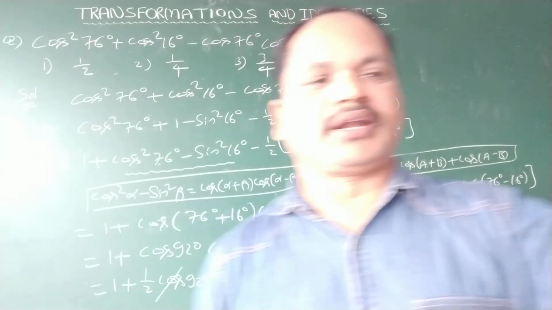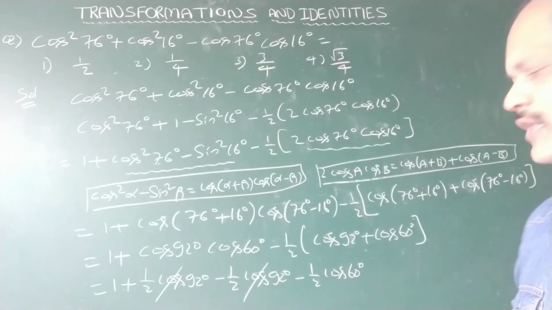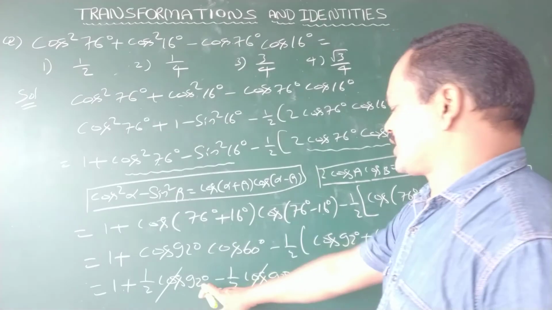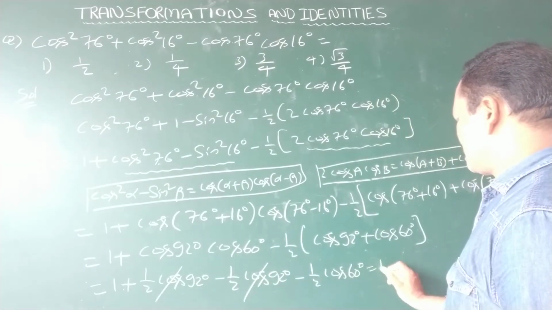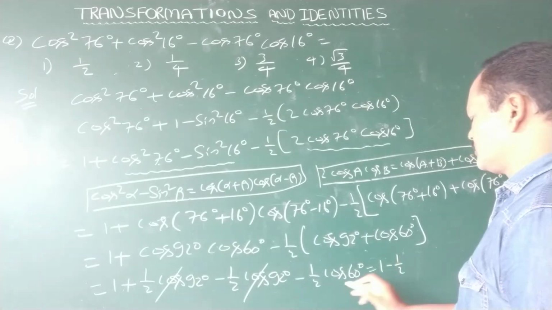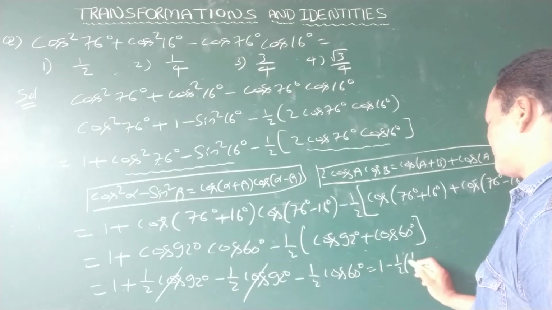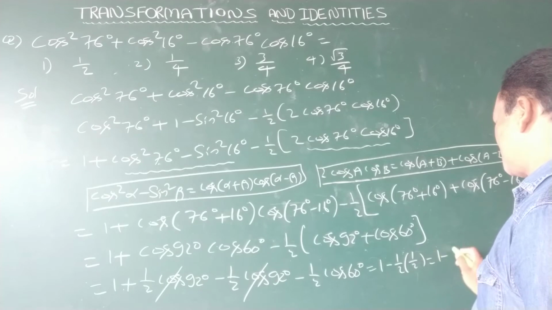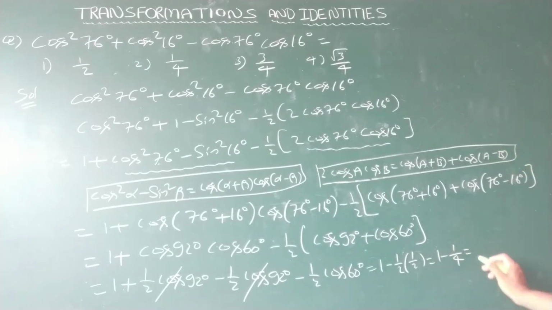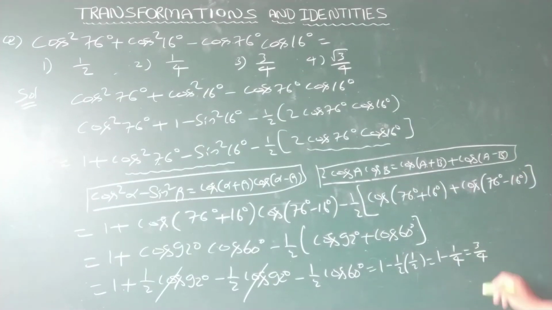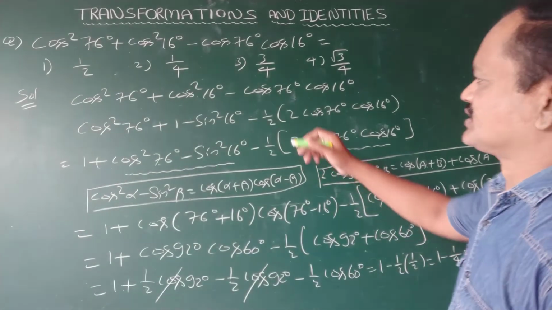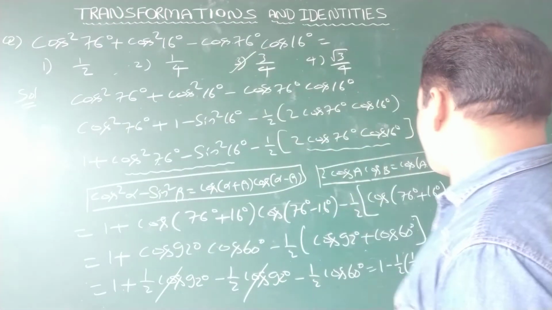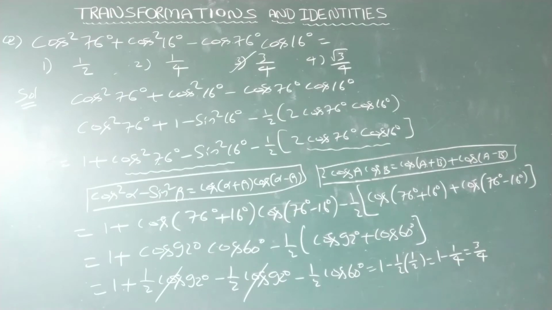Okay, next. So these two get cancelled, then 1 minus 1 by 2 into cos 60, which is 1 by 2. So here it is 1 minus 1 by 4, that is 3 by 4. That's all. 3 by 4 is the right answer, that is in the third option. Okay, we're going to the next question.